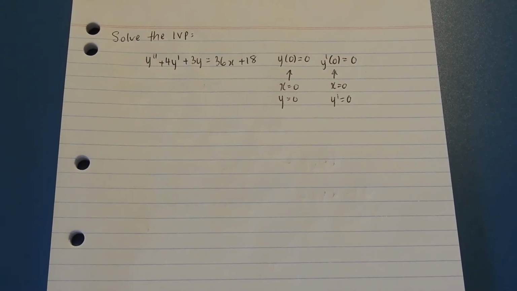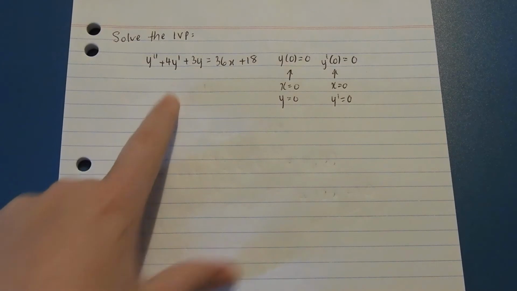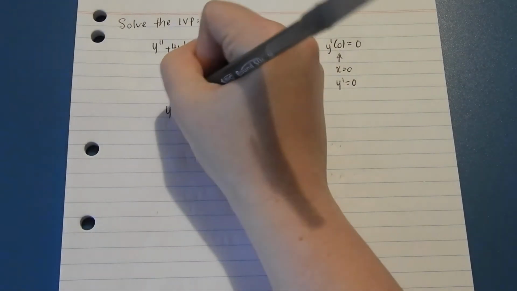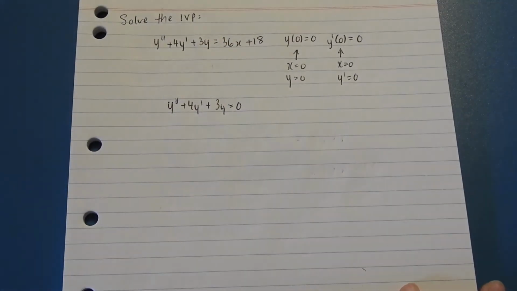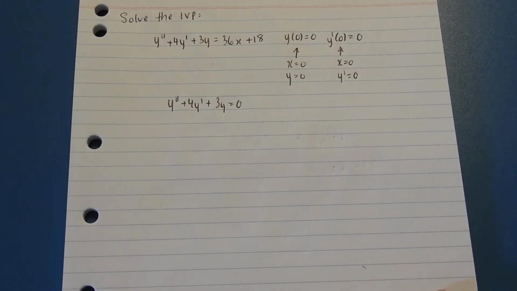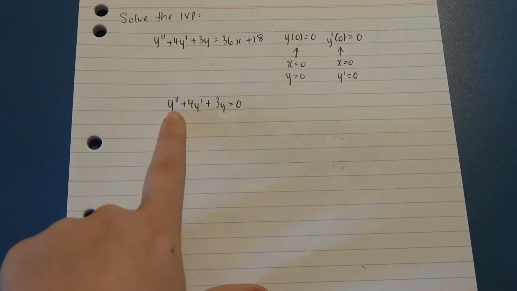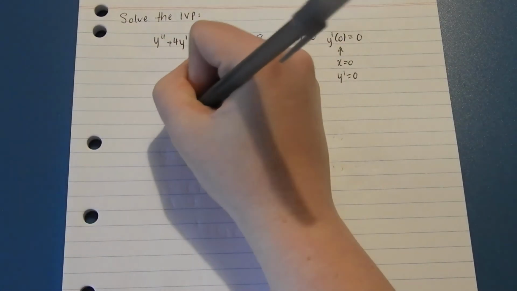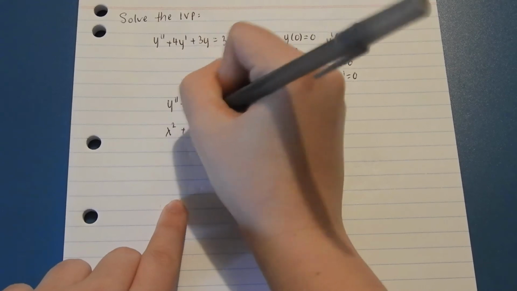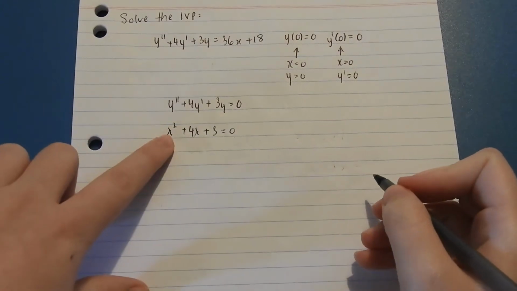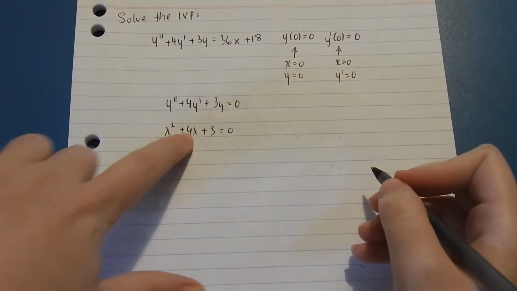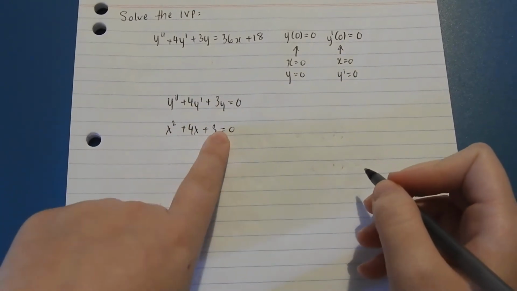Okay, so first we take the left-hand side of the initial value problem and set it equal to 0. Like that. And then we don't want it in terms of y, we actually want it in terms of lambda or alpha, whatever you prefer to use. So I like to use lambda, so we're going to go with that. Since it's a second derivative, we want lambda squared. So we write lambda squared + 4 lambda + 3 = 0. So when it's a second derivative, it's a squared. When it's a first derivative, it's just 1 lambda. And when it's just y on its own, it's a 1.